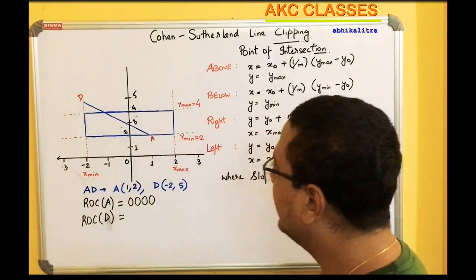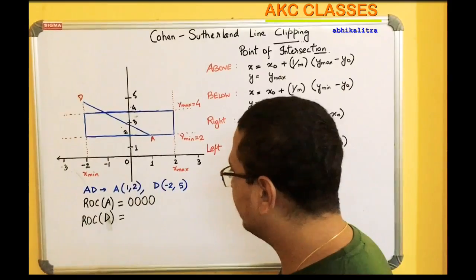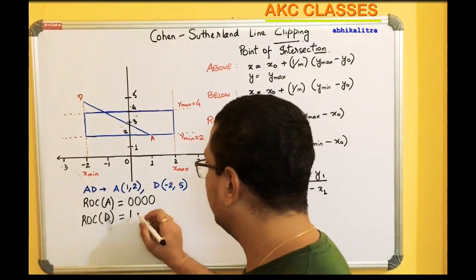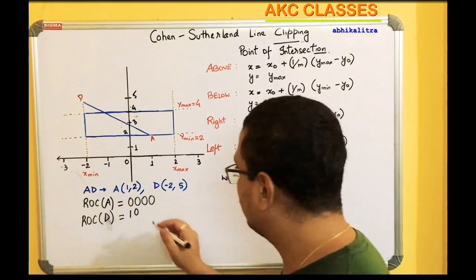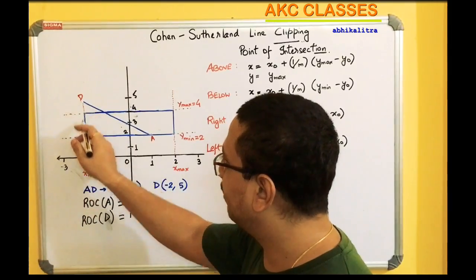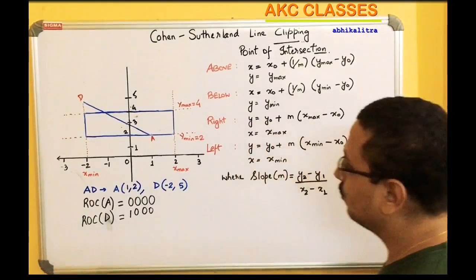And we have to calculate this one. B is lying above Y max? Yes, it is. B is lying below Y min? No, it is not. Is it crossing X max? No, it is not. Is it crossing X min? Is it less than X min? No, it is at the boundary of X min, so it is not less than X min. So it is 0, right?